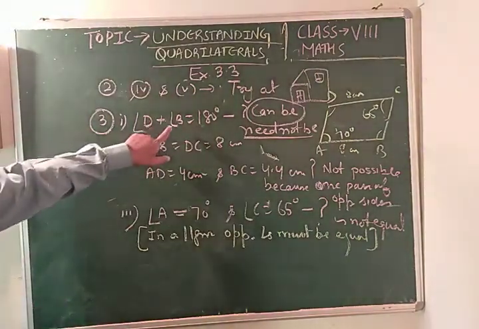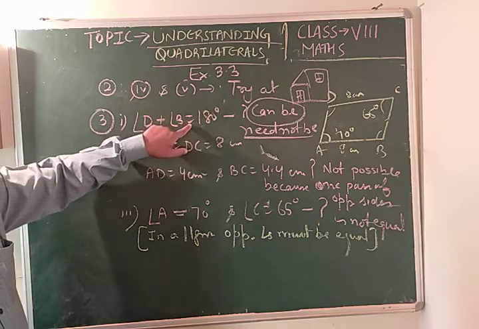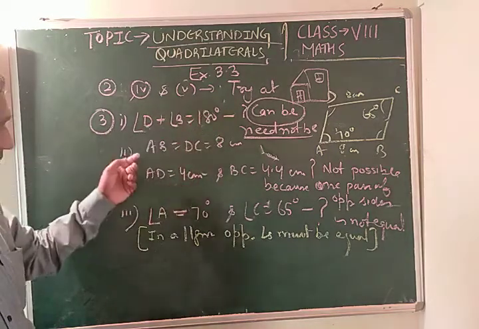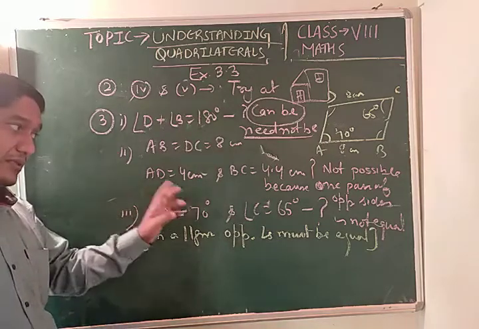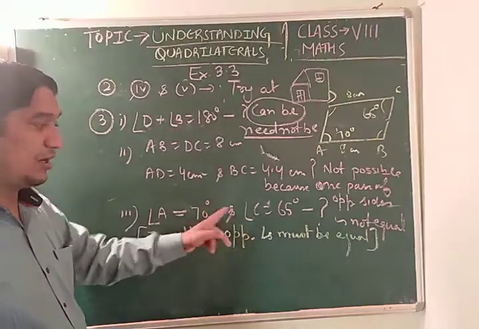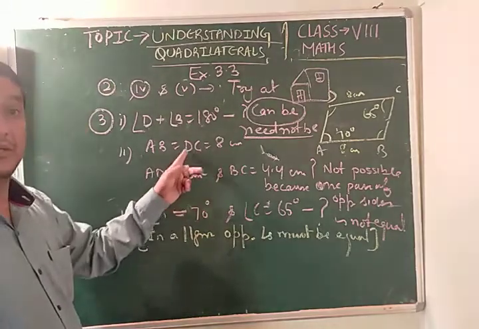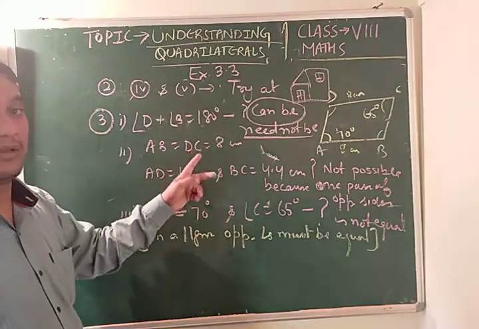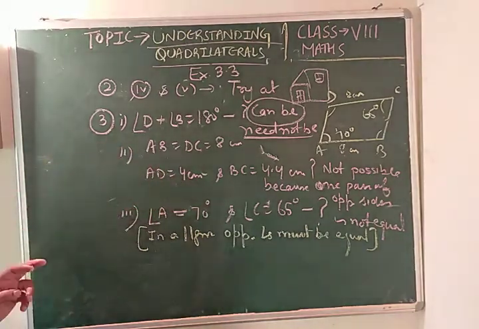Only the first case may be possible, but not always that also. The second part is not possible. The third is not possible. And the reason is what? In the third part, opposite angles must be equal, but here they are not equal. In the second part, opposite sides must be equal, but here only one pair is equal and one pair is not equal. So it is also not possible as the sides of a parallelogram.